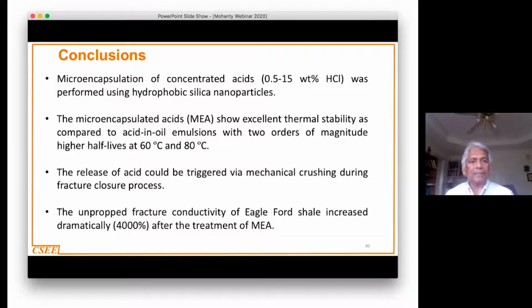So the conclusion from this second story is that we can micro-encapsulate concentrated acids in silica nanoparticles. And these MEA show good thermal stability, even at 80 degrees Celsius for a week or so. And these acids can be released when you crush them under the microfractures closing, and then they can react with the surface and increase the conductivity up to about 40 times.